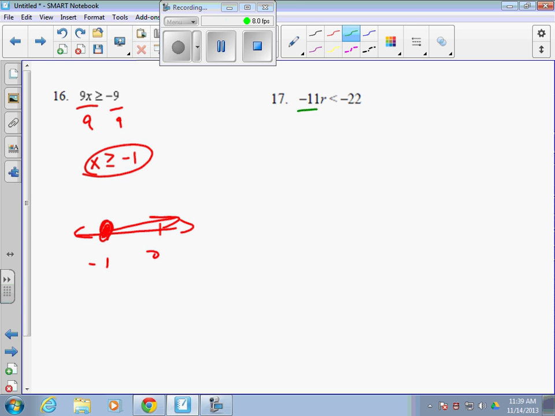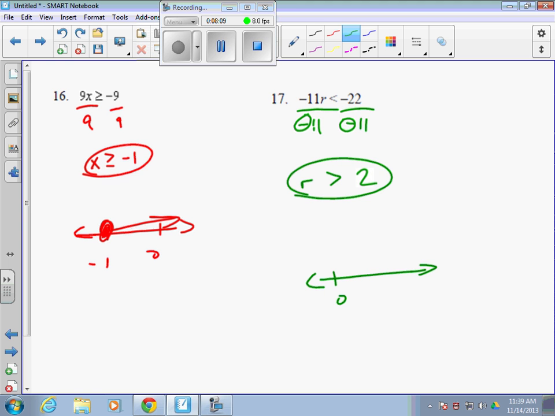Get rid of -11 times something by dividing by -11. Negative divided by negative is a positive 2. We divided both sides by a negative though, so we have to reverse the symbol. Greater than 2. Open bubble, everything that way.